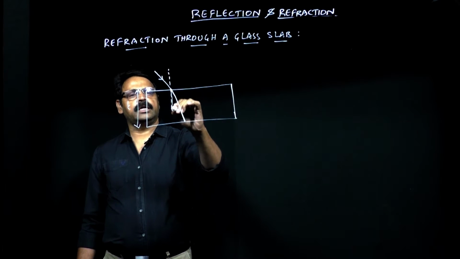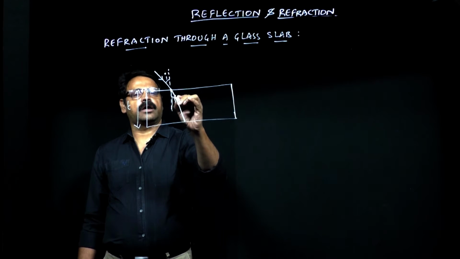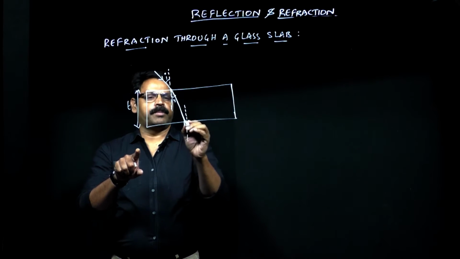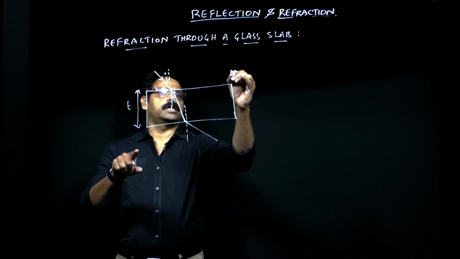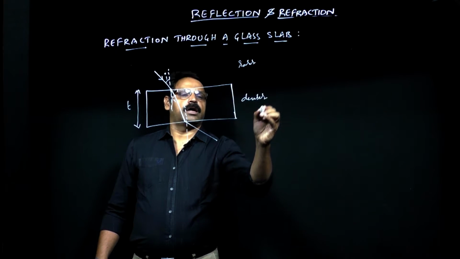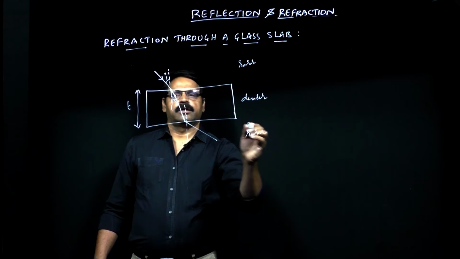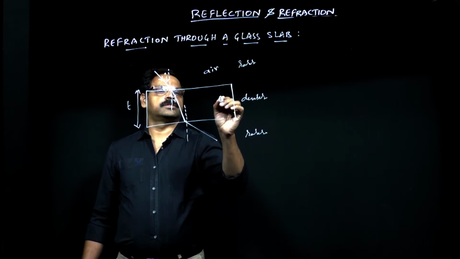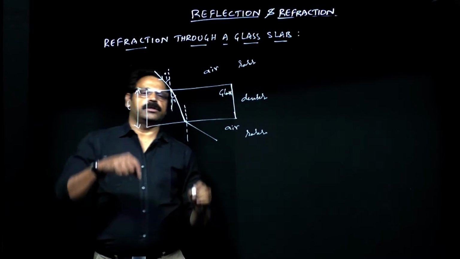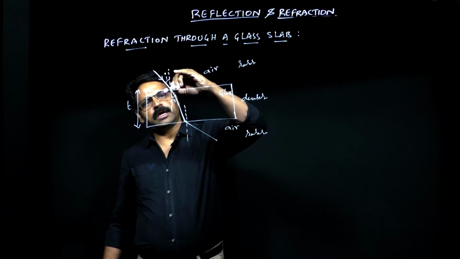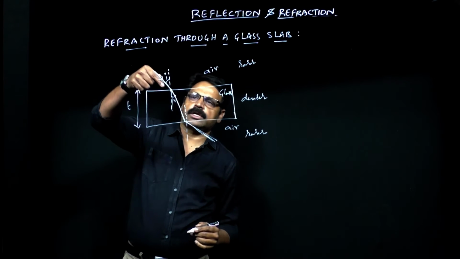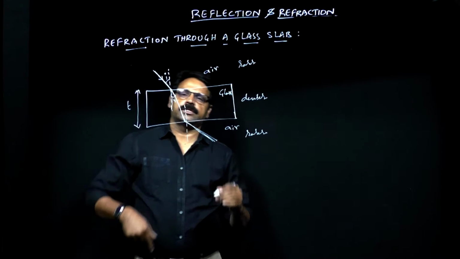So this is I, this is R. R is less than I. Again, when it comes over here, it is bending into the rarer medium. So this is rarer, this is denser, and again this is rarer. This is air, I suppose, this is glass, and this is air again. Here one thing you need to remember: this ray and this ray are going to be parallel. These are two parallel rays, of course. That means with what angle it is entering, with the same angle it emerges out.